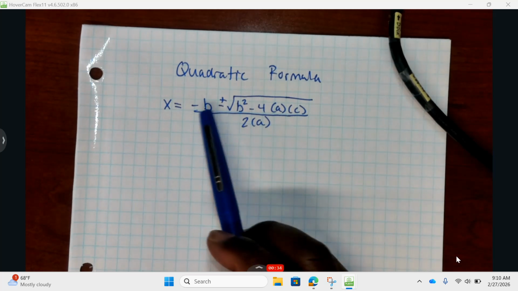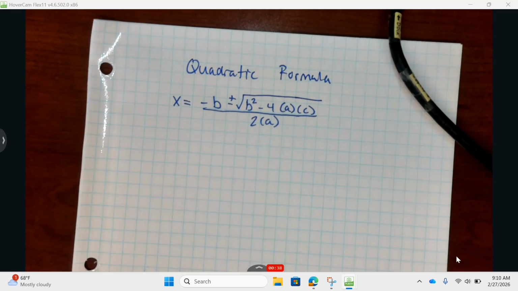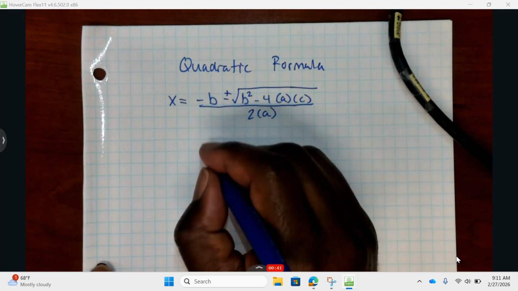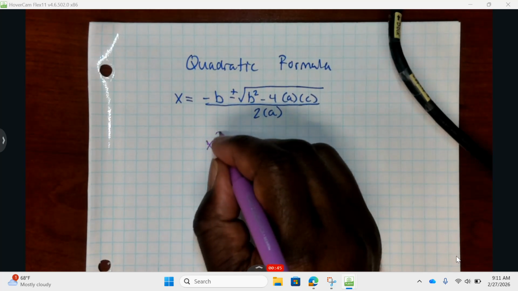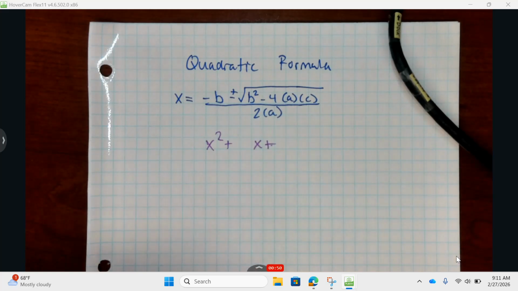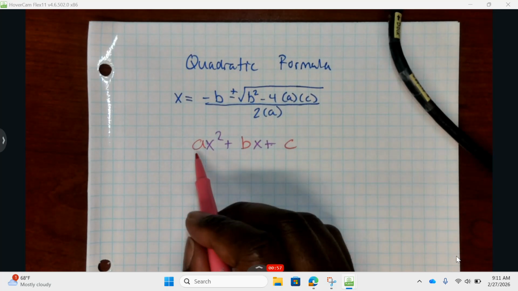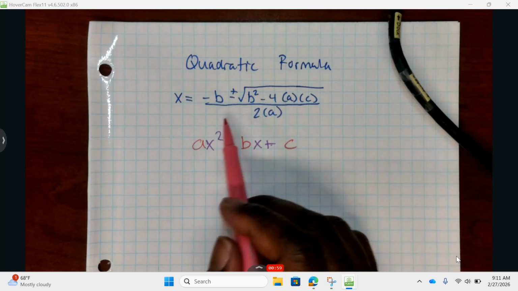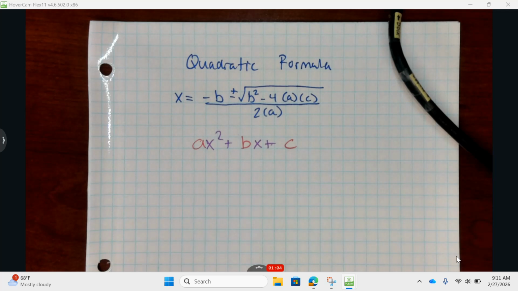These letters a, b, and c come from the quadratic expression, when we have something that is squared plus something else, and those will be ax squared plus bx plus c. So this is where the a, the b, and the c come from in the quadratic formula. And this a, b, and c are replaced with actual numbers. So let's go ahead and do an example real quick.